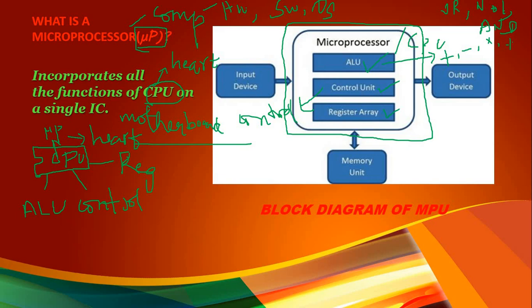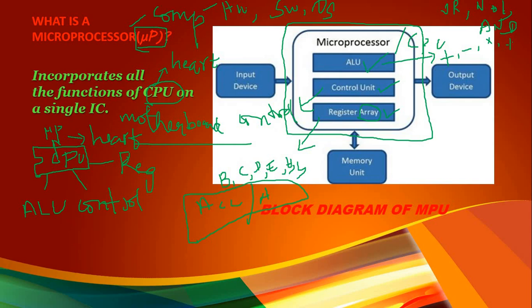Next, what is the register array? A set or group of registers is called an array. In a microprocessor, we have the B register, C register, D register, E register, H register, L register, and the accumulator, which is also a register. This we use very often as temporary storage.